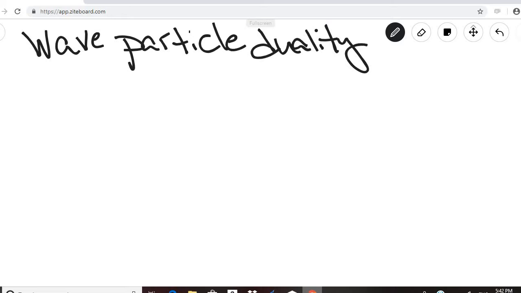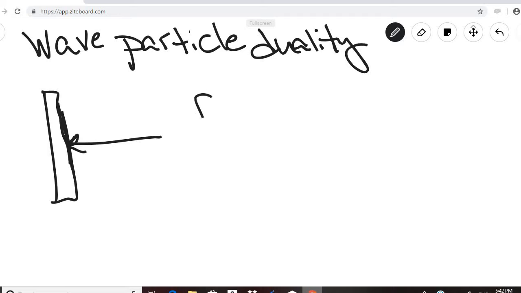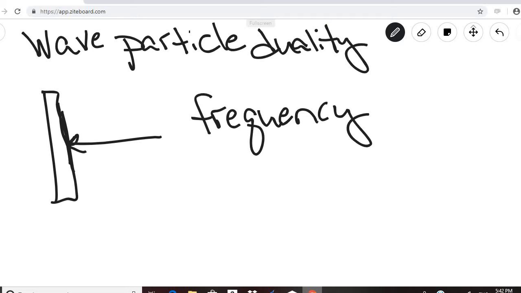So when light, again, if we have a piece of metal and light comes in and hits that metal, it's going to come in with some energy. And if there is enough energy in the light, then it will free some electrons from that metal. The thing that seems to determine that is that there's a cutoff frequency for each metal to free those electrons. So it doesn't matter how bright the light is, it depends on the frequency.